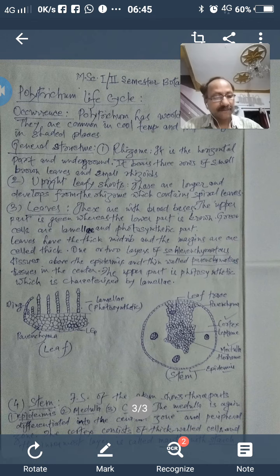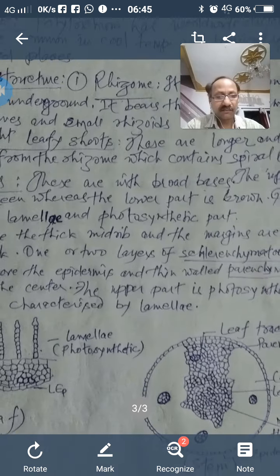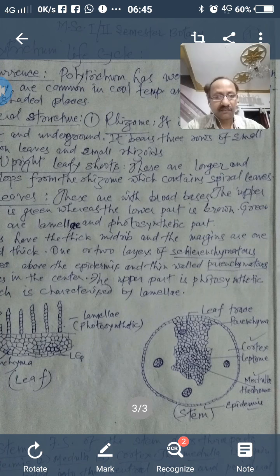The TS of the stem shows 3 parts: epidermis, medulla and cortex. The medulla is again differentiated into the central zone and peripheral zone. The cortex consists of thick-walled cells, and the innermost layer is called the mantle, with starch grains. The starch grains are there. Epidermis is found over the cortex, which is thin layered.